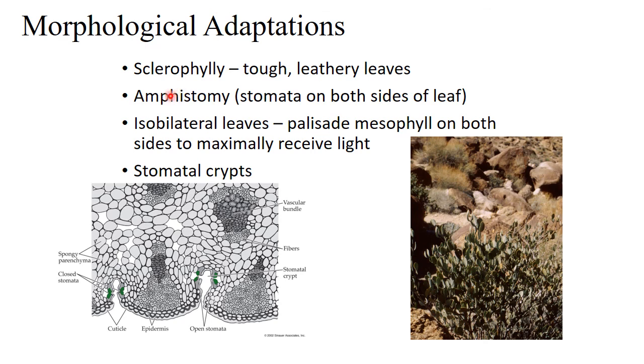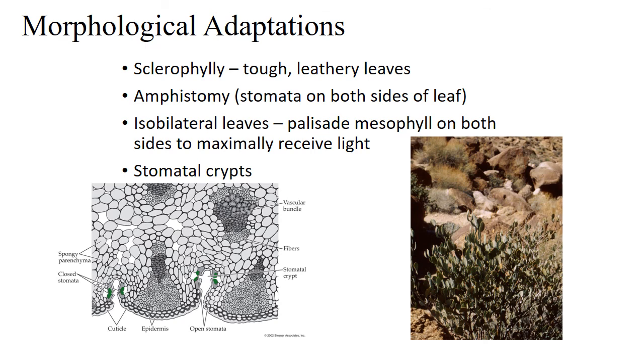Another adaptation is known as amphistomy, and this is where we see stomata on both sides of the leaf. So you might wonder, why is that an adaptation to drought? Well, really, it's not so much an adaptation to the dry conditions, but an adaptation that allows these plants to photosynthesize maximally when there is water and when they are able to open their stomata.